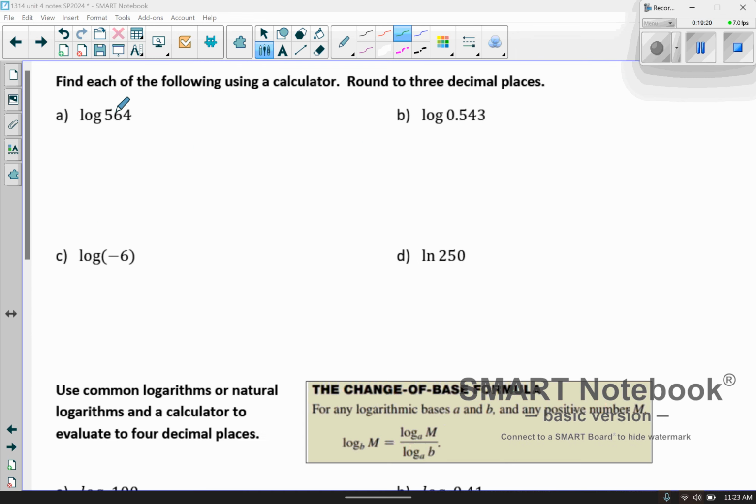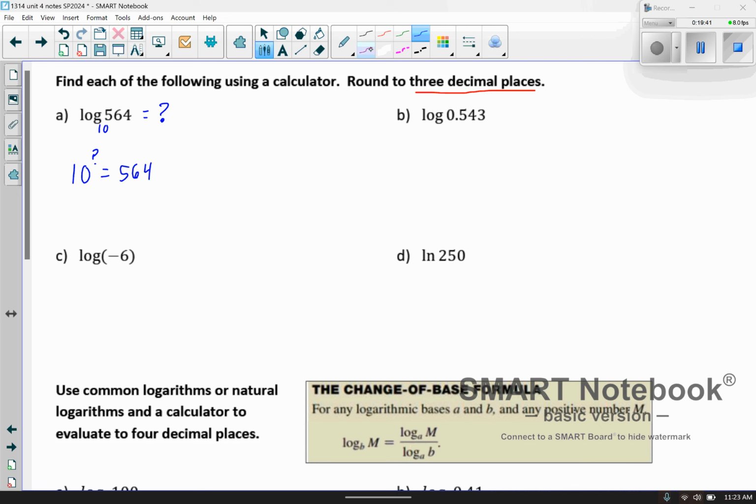Okay, on these next couple, we're actually going to use the calculator now, and we're going to round to 3 decimal places. But I do like us to kind of think about this. So we know it's a base 10, right? And so we're trying to figure out 10 to what power, right? 10 to what power will give us 564.